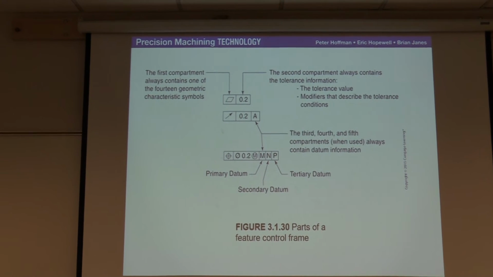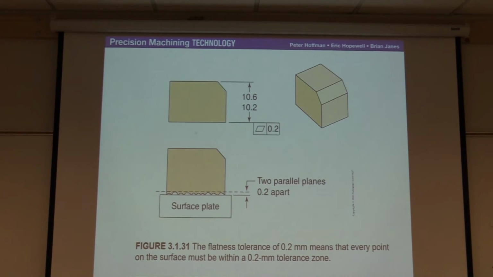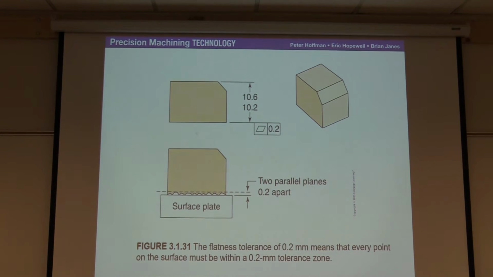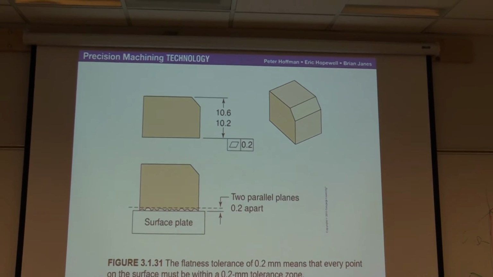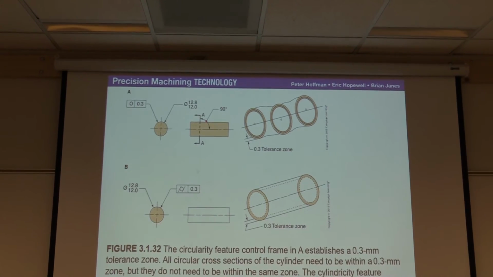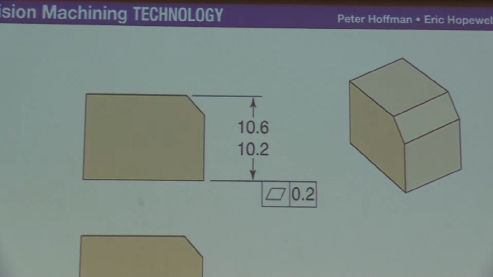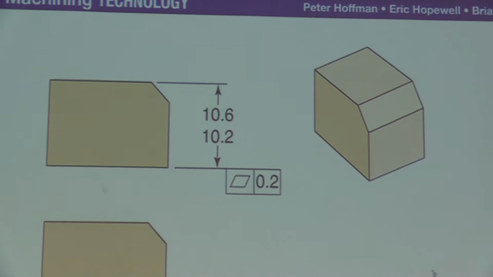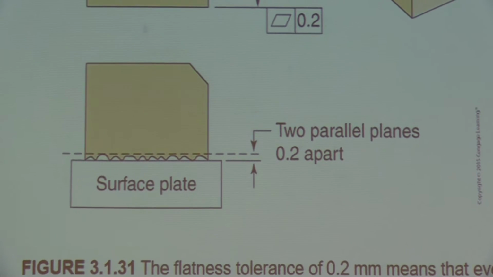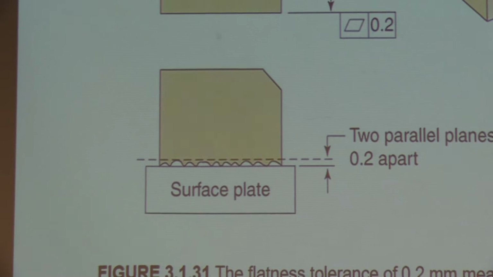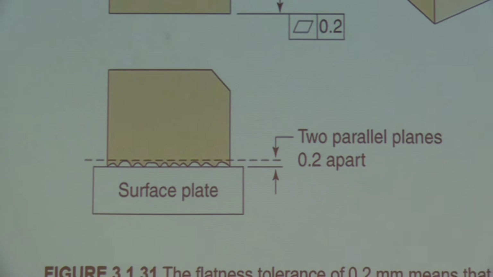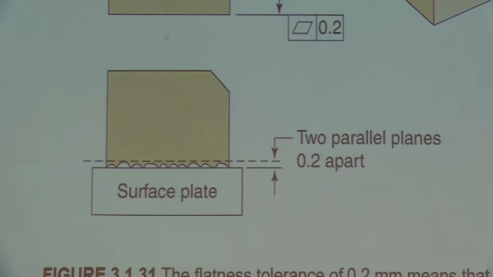Read through this section as well. So it gives you a dimension, but then the feature frame also tells you that it has to have flatness to a 0.2. So what it's showing you here is the surface plate, two parallel lines, they have to be 0.2 apart, just what we showed on my drawing earlier. Okay.